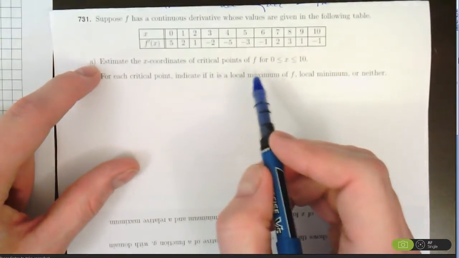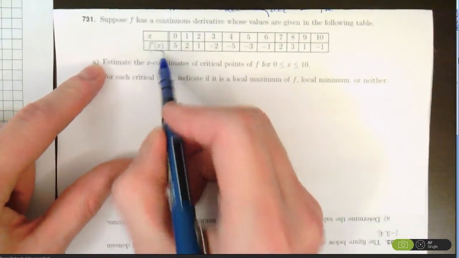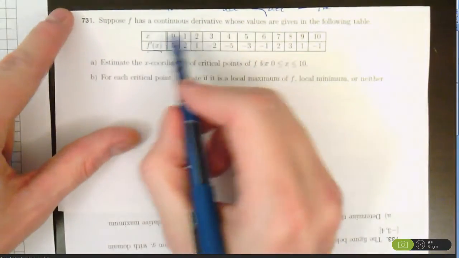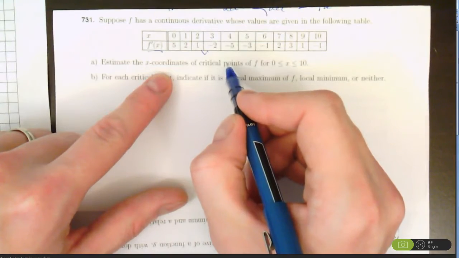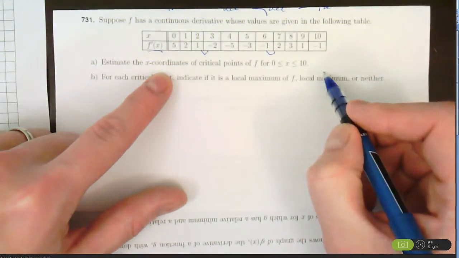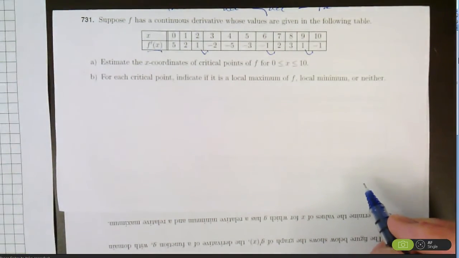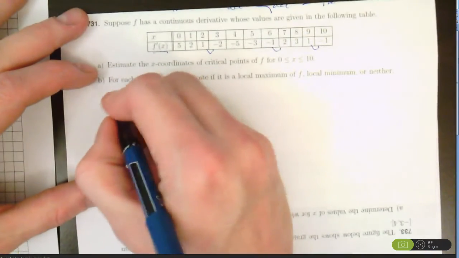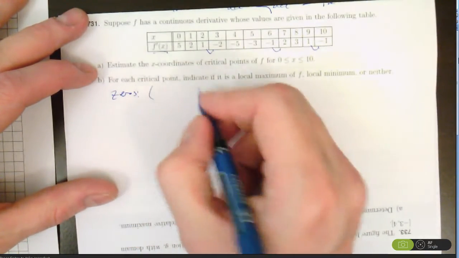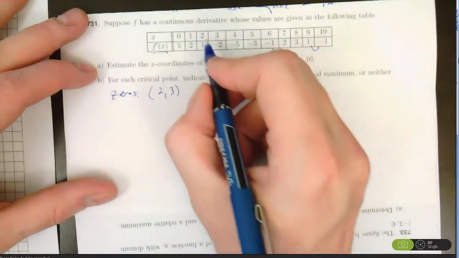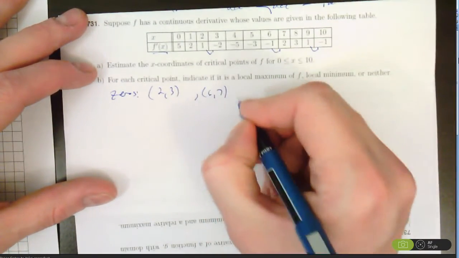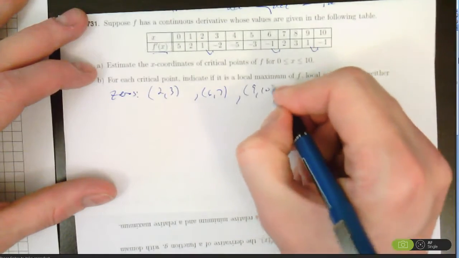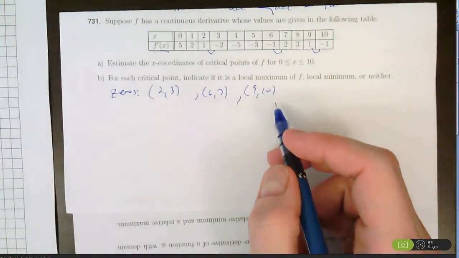In order for it to be a critical number, the first derivative has to be 0. Since we're told this has a continuous derivative, by the intermediate value theorem, here and here it had to go from positive to negative. Here and here it had to go from negative to positive. Here and here it had to go from positive to negative. So I know my zeros are on the intervals, and I'm talking about the x values, between 2 and 3, between 6 and 7, and between 9 and 10. Those are the three intervals where I must have a 0.